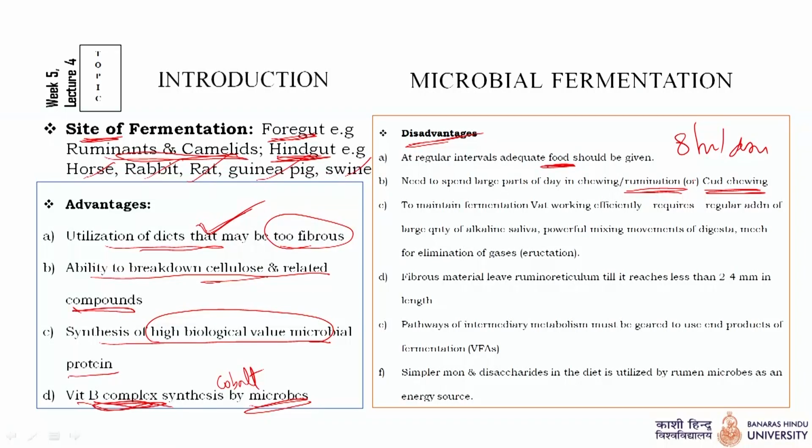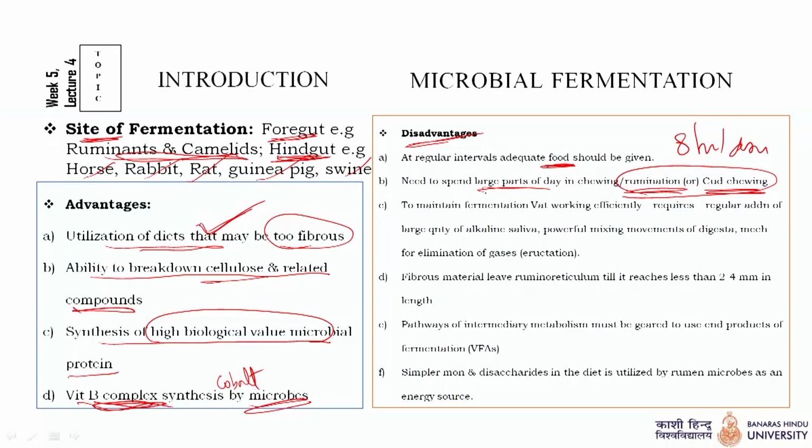Rumination, you might have seen when a cow sits idle without having anything, at that time it will try to bring back the content from the stomach part, that means the rumen, to the mouth, where it will chew again so that the larger particles get broken down into smaller ones, and then it will ingest again. The deglutition will take place. In the same way, almost 8 hours per day it spends just for rumination or gut chewing. That is, it spends large parts of a day on it.